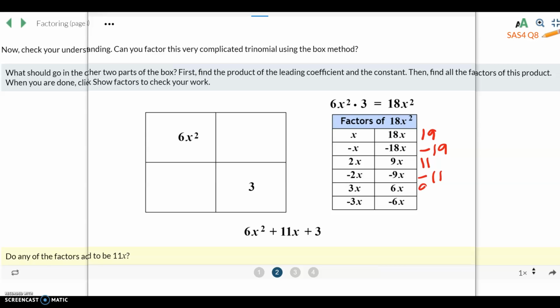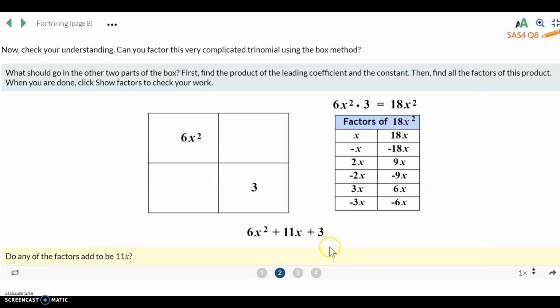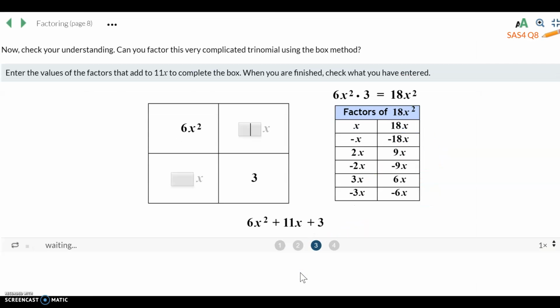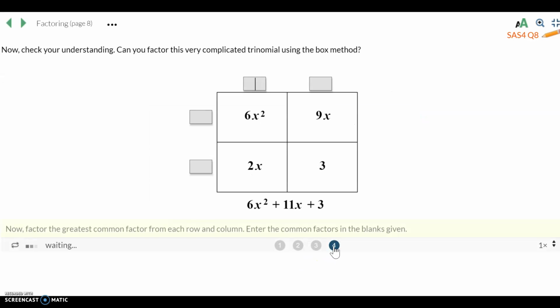6 and 3 equals 9. And negative 6 and negative 3 equals negative 9. So do any of them equal 11? Yes, they do. So we have our 9x and our 2x. Those will equal 11. So now let's look at that. Our 9x and our 2x.